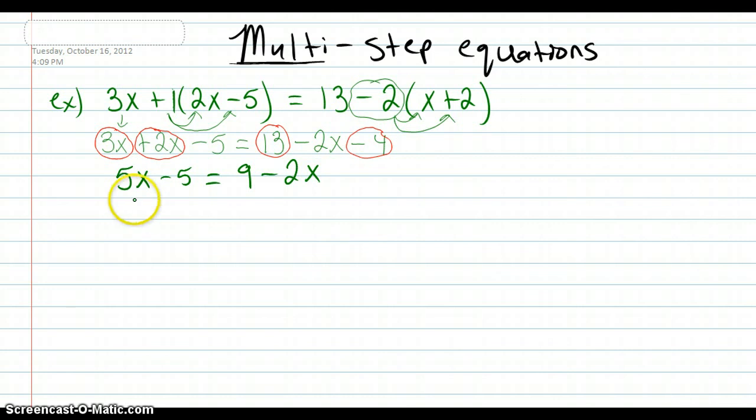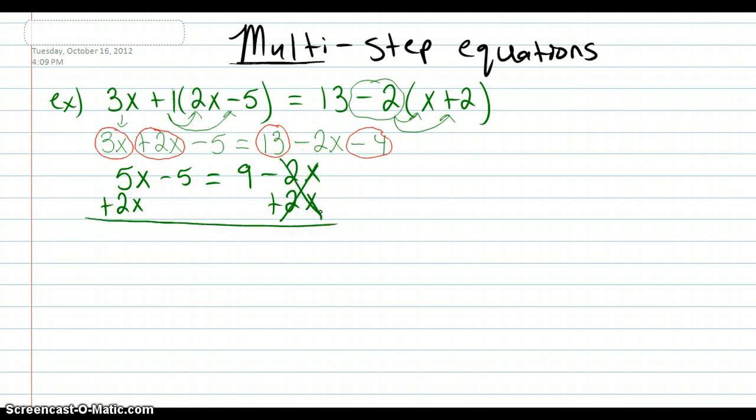Now we have x's on both sides. Maybe freaking out. It's okay. The trick is look for the smallest x. This is a positive 5x and this one is a negative 2x. Negative is obviously smaller. So I want to move the negative 2x. How do you move a negative? We put plus. Plus 2x plus 2x. Negative 2x plus 2x goes away.